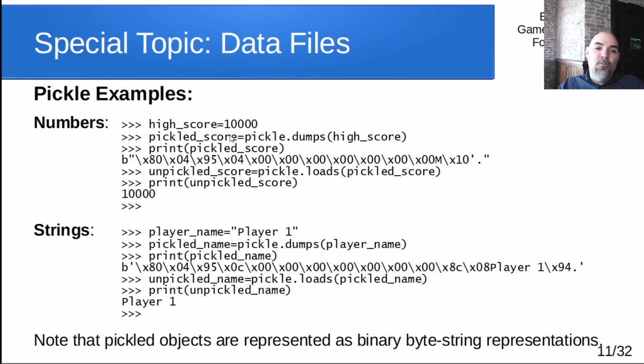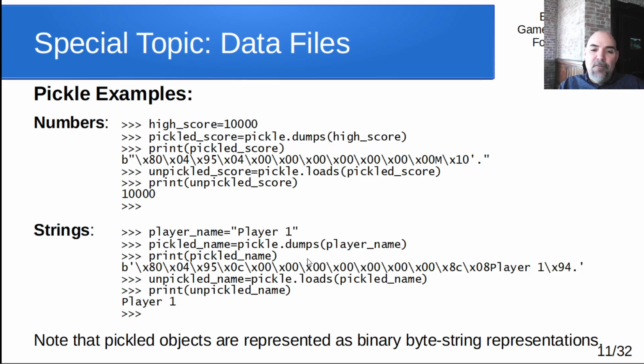One of the things that's cool is we can pickle not just numbers, we can do strings. So here's a string, player name, player 1. We dump that. Here's what it looks like. We load it, and now we're back to having the string player 1 again. Note that pickled objects are represented as these binary byte strings, and they look weird. You can see some of the data in there, but it's got all this other data wrapped around it that gives us information about what kind of object it is, and how long it is, and things like that. Notice the ending with a period says that's the end of the pickle representation.